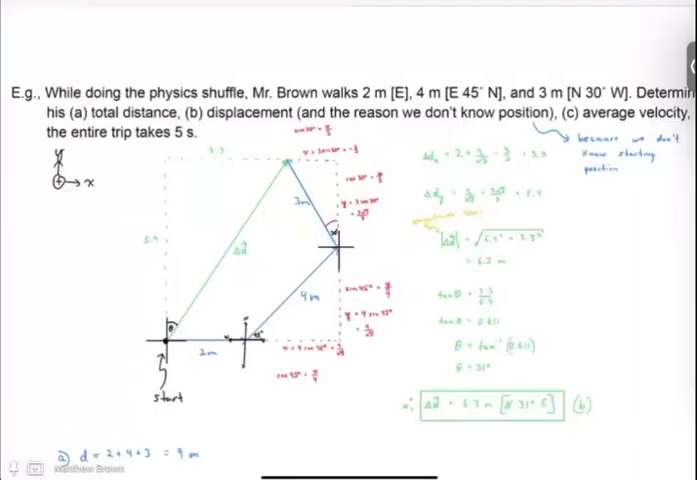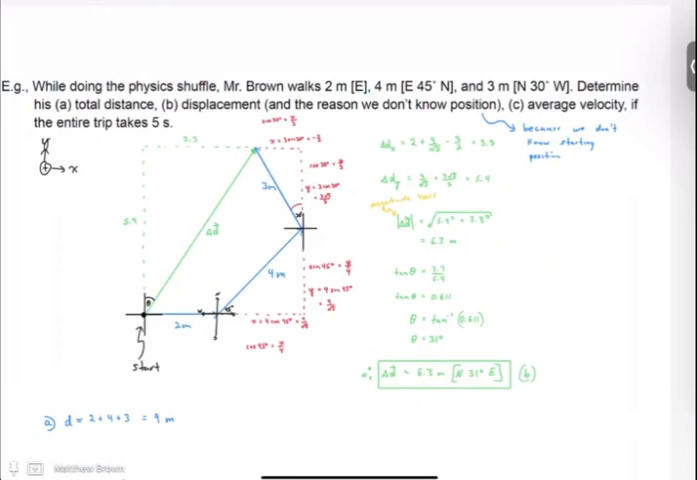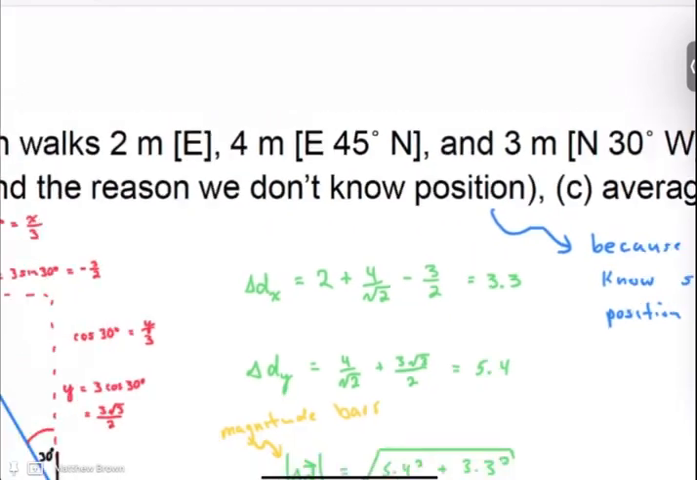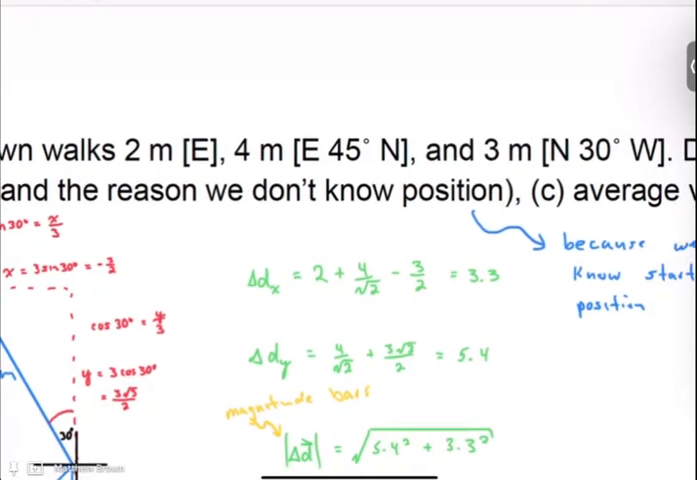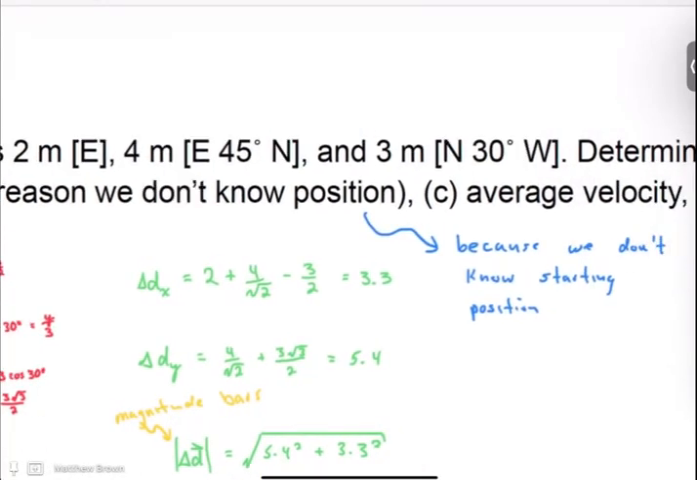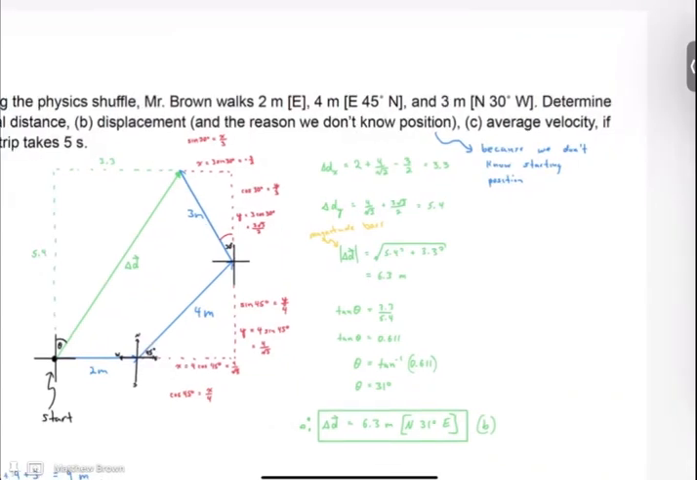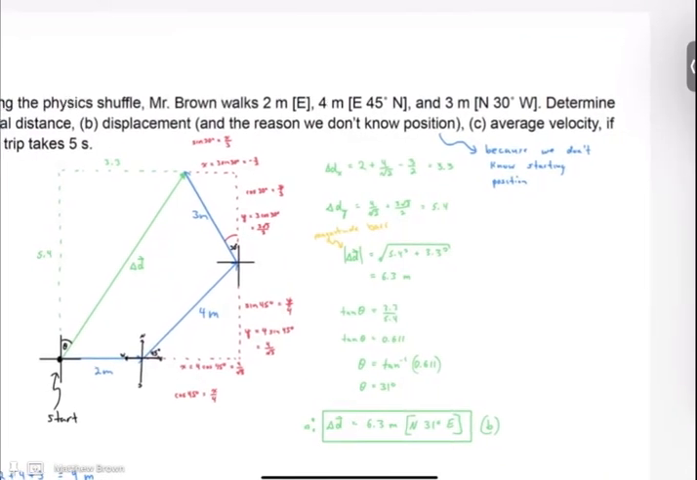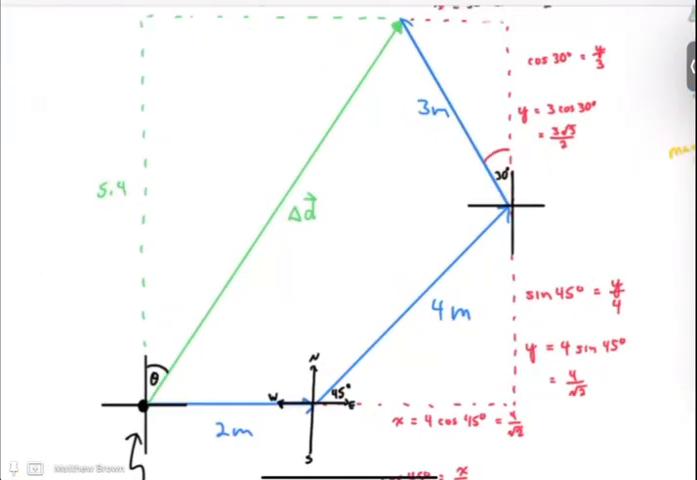So if we look at the question, doing the physics shuffle as I like to do, I go 2 meters east, then 4 meters east 45 north. Sometimes that east 45 north is just reported as northeast, because it's right in the middle. And then 3 meters north, 30 degrees toward west. So we want to determine the total distance, the displacement, and then the average velocity if the whole trip takes 5 minutes. Okay, so for part A, here's where I start.